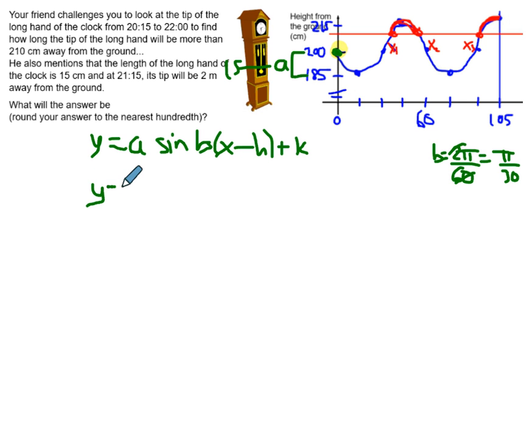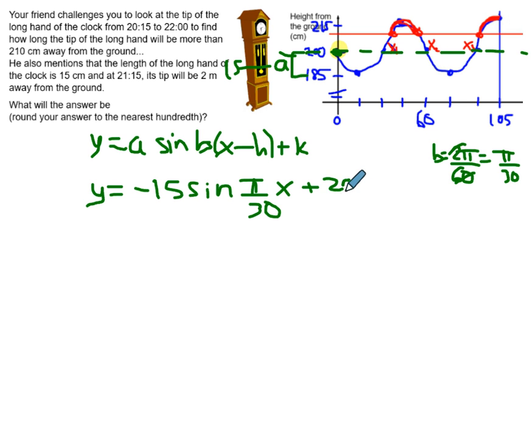So when we write our rule, we're going to write negative, or A is 15, so negative sign, or B is pi over 30. X minus 0, we don't need to write X minus 0, we're just going to write X. And our K, if you remember, K is the dotted line that's going in the middle. So in this case, our K is 200. So we have a rule. And we want to find the point at 210. I didn't write it on the graph, but we're looking at 210 here.